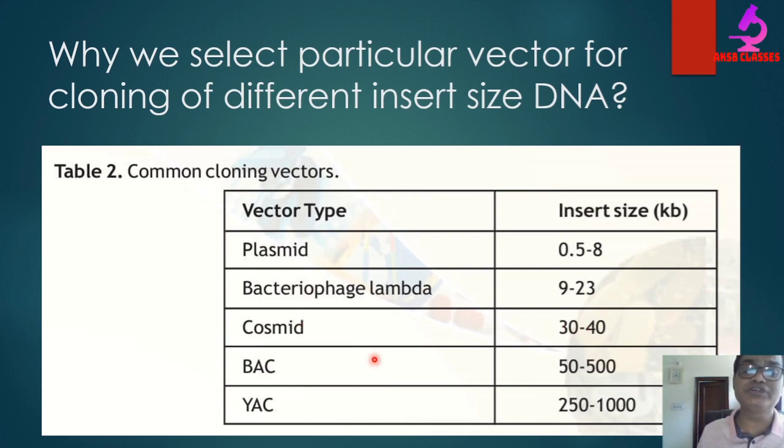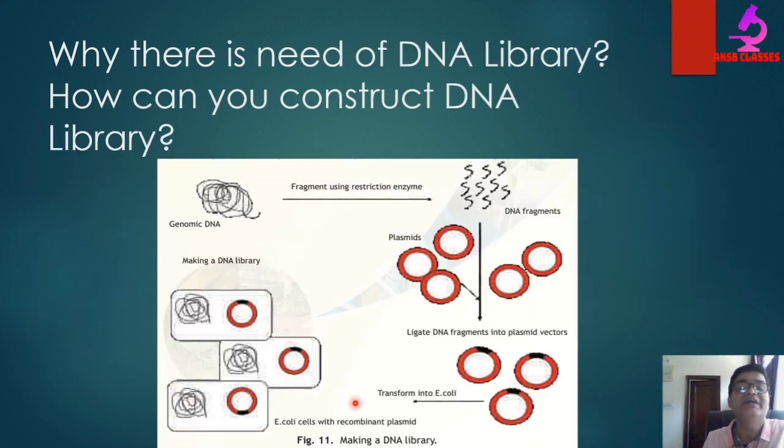And if you want to clone 50 to 500 kb, then you will select that vector. And if you want to clone 250 to 1000 kb, then you have to clone that with the help of a YAC. So the smallest vector is M13, and plasmid for cloning purposes, and the largest vector is YAC.